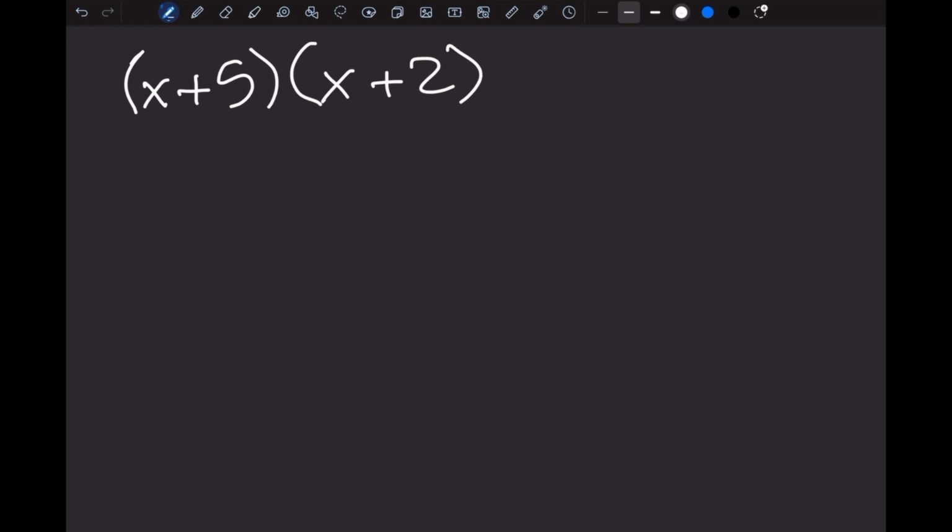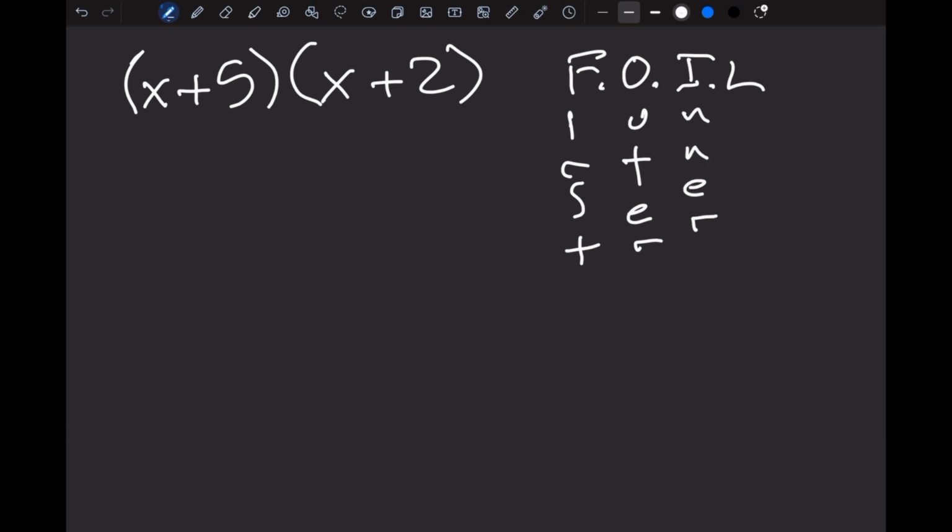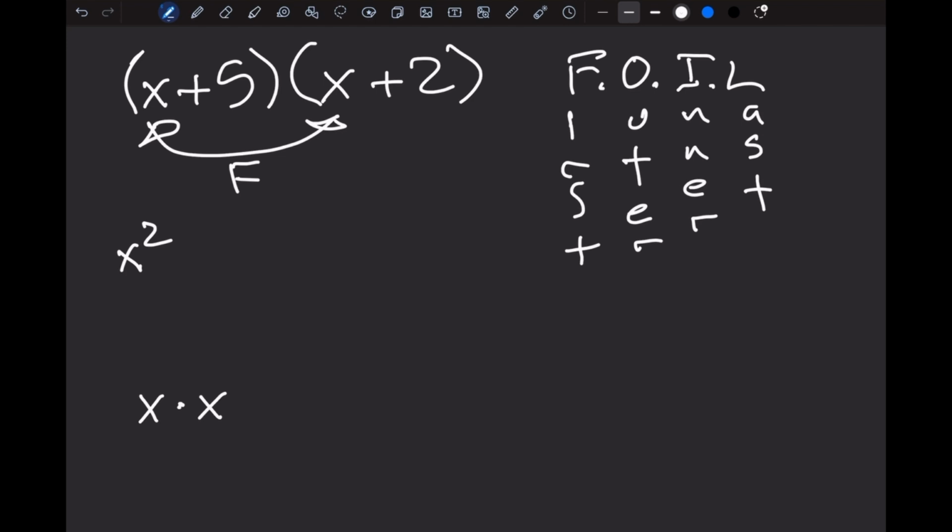So another big thing that comes up a lot is equations such as x plus 5 times x plus 2. What is taught a lot is the FOIL method, which just means first, outer, inner, and last. First means the first terms in both of the parentheses. So this is the F. So x times x is equal to x squared, because you're doing, again, x to the 1 times x to the 1, which is equal to x to the 1 plus 1, which means x squared.